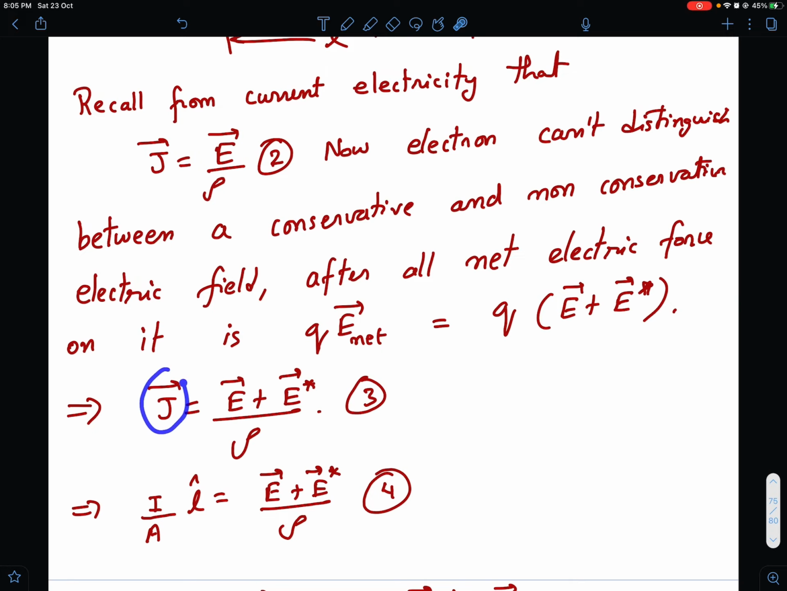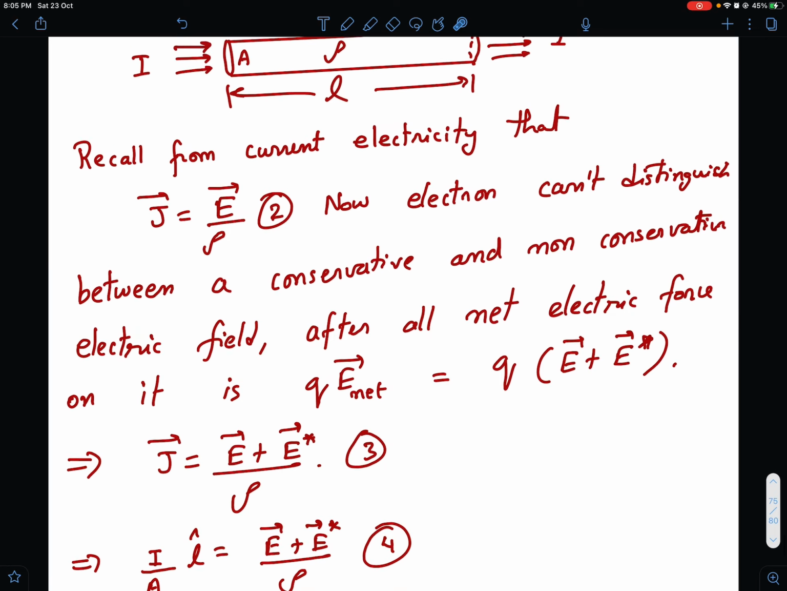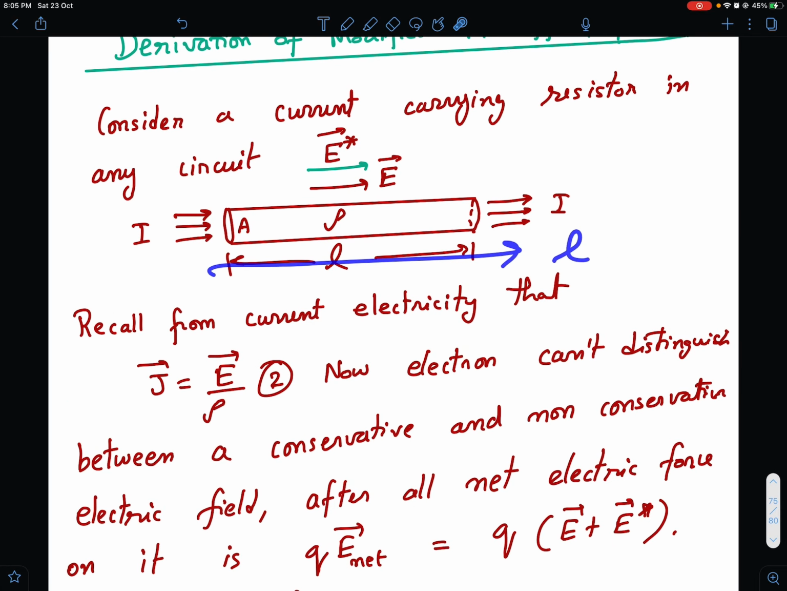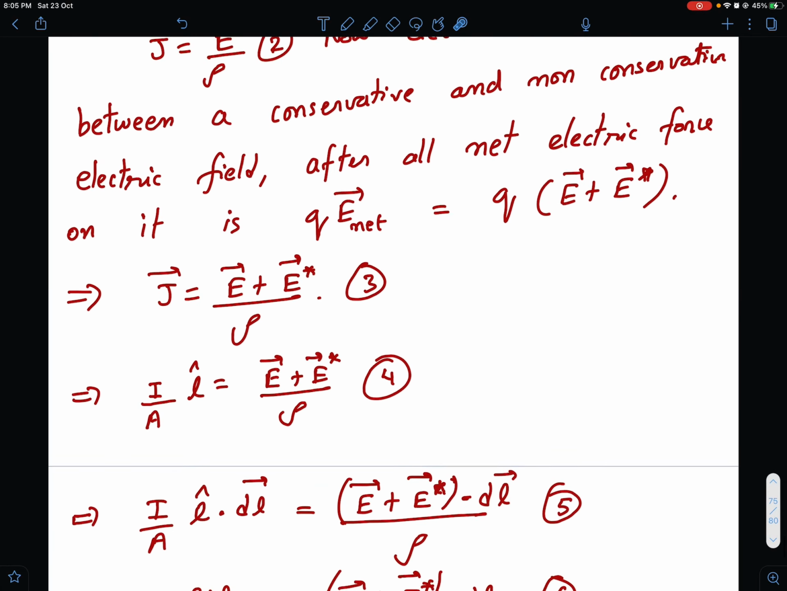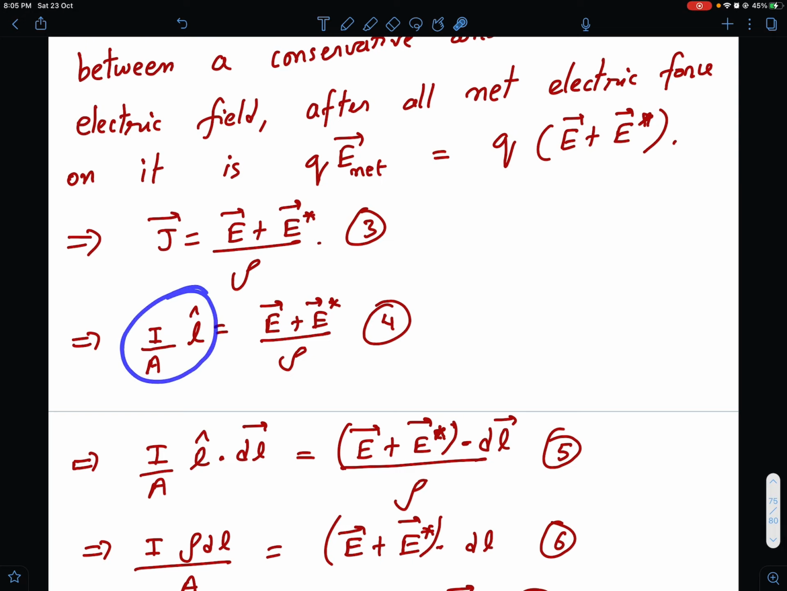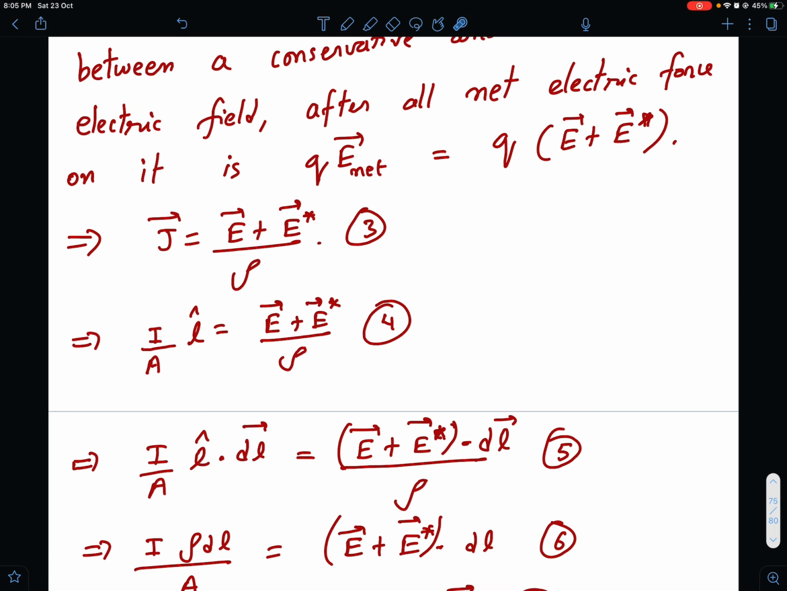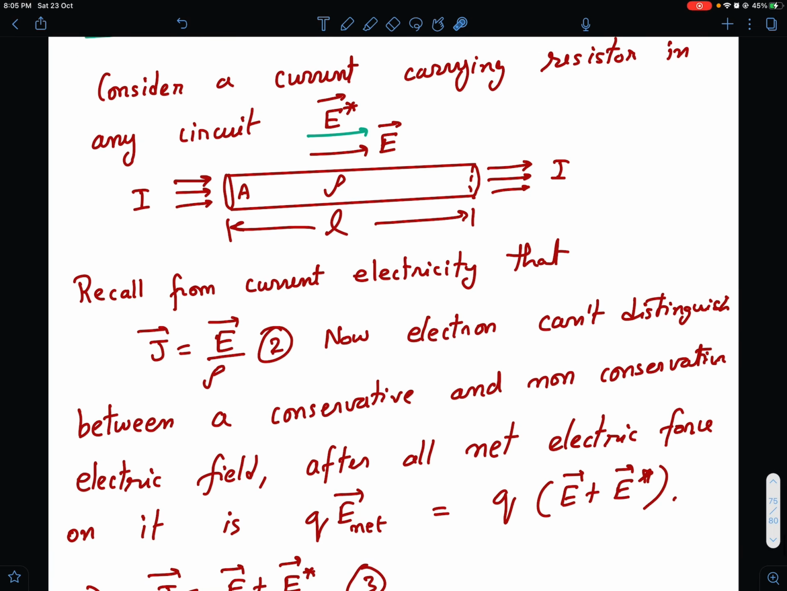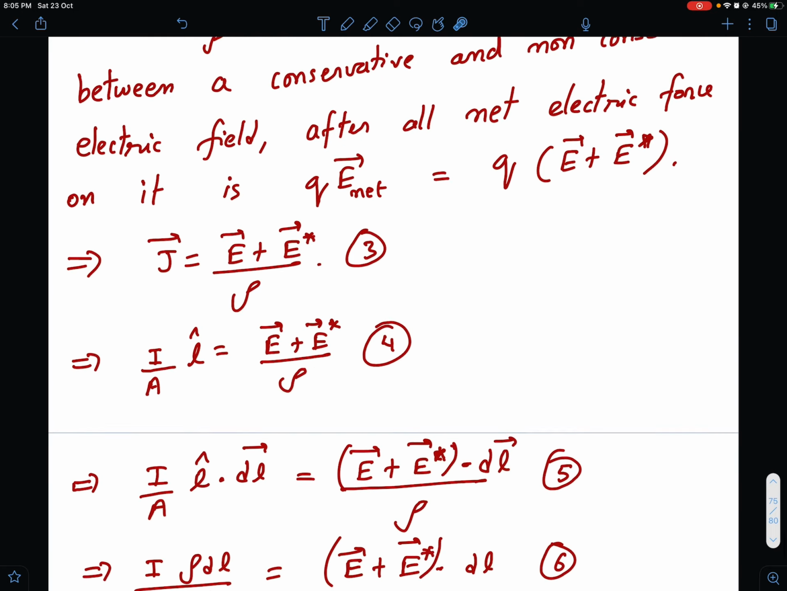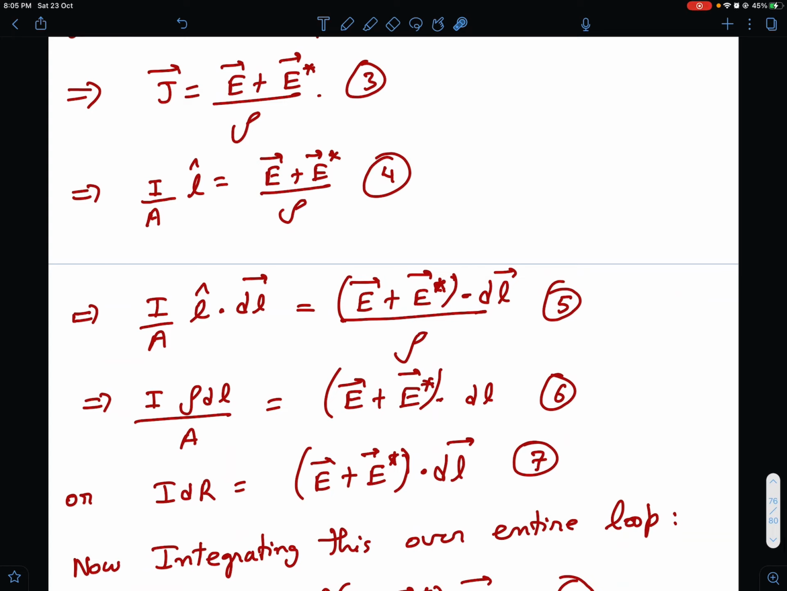Okay, so now current density, we also know that it can be written as current upon area, and the direction is L cap. So I am calling this direction L cap. So current density can simply be written as I by A times L cap, and this is (E plus E star) divided by rho. Now what I am doing is taking the dot product of equation 4 with the dl vector. What is the dl vector? The dl vector is, let us say, along some small segment that I am calling dl vector. So a small portion of L.